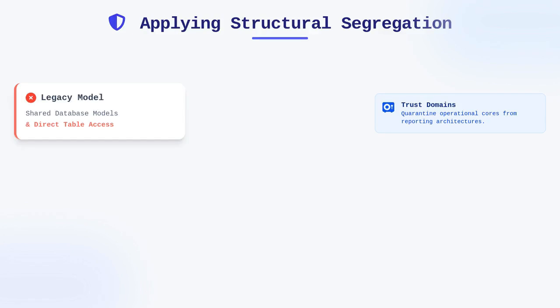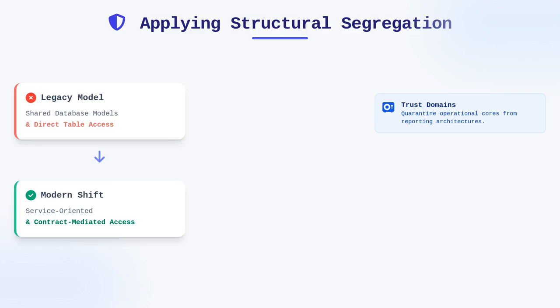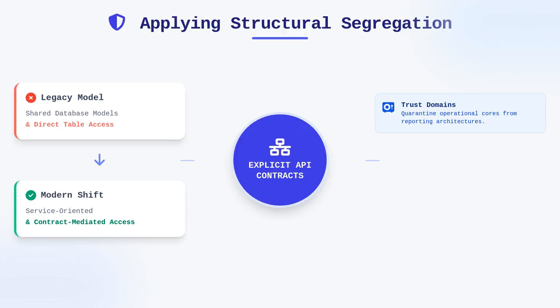Applying structural segregation requires a shift in how we think about component boundaries. We must define clear trust domains, where core operational components are strictly quarantined from secondary analysis and reporting architectures. This involves moving away from shared database models towards service-oriented architectures where data access is mediated through contracts rather than direct table access. When we treat every data interaction as an explicit API call, we can maintain clear audit logs that detail precisely what information is crossing domain boundaries.